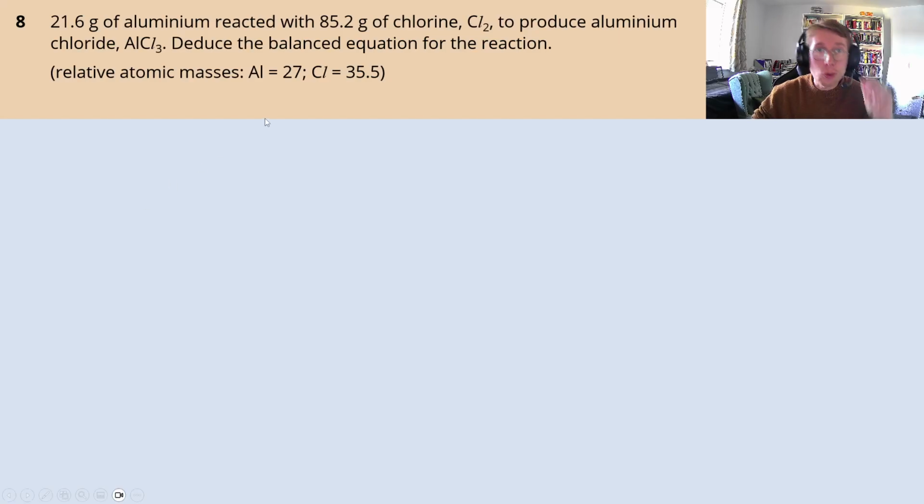So a slightly more unusual question this, where we're actually being asked to deduce the balanced equation for a particular reaction. We are reacting aluminium, which is a metal with the chemical symbol Al, and we're reacting that with chlorine, which is Cl2, and we're producing aluminium chloride, which is AlCl3.